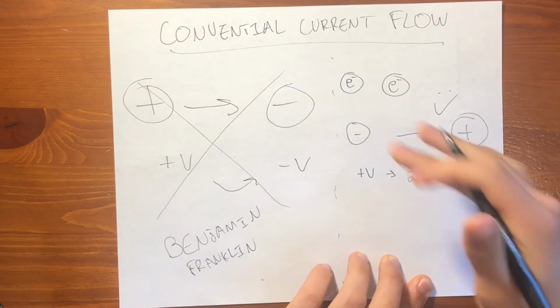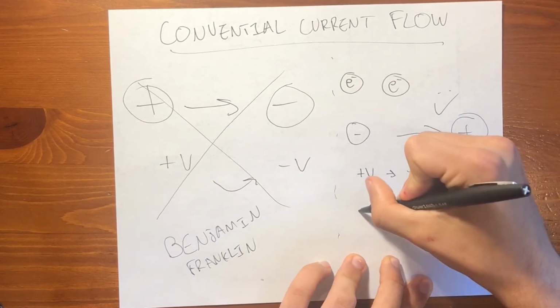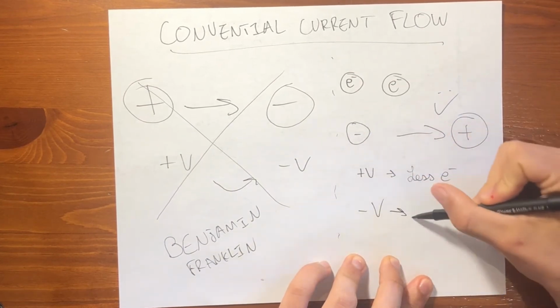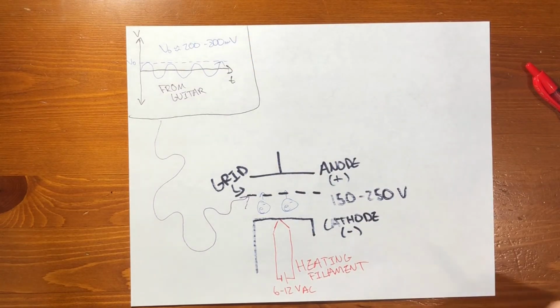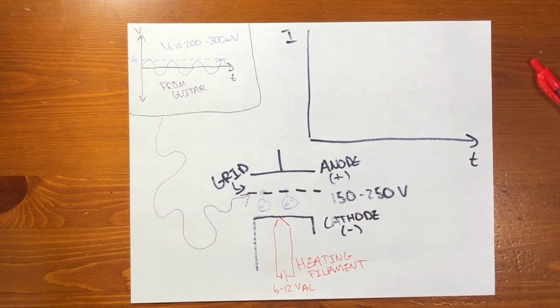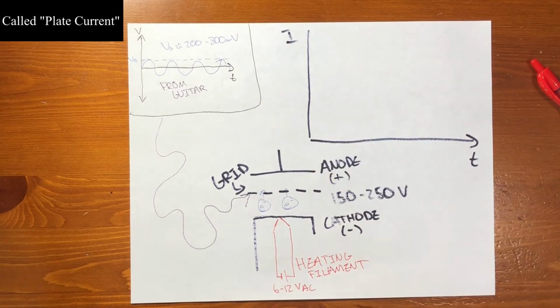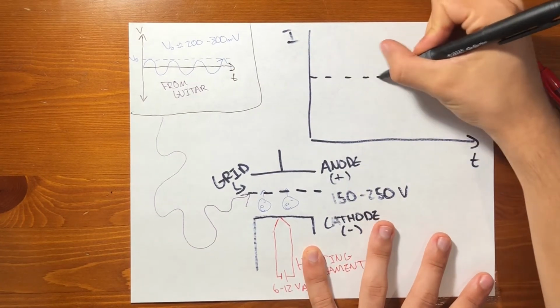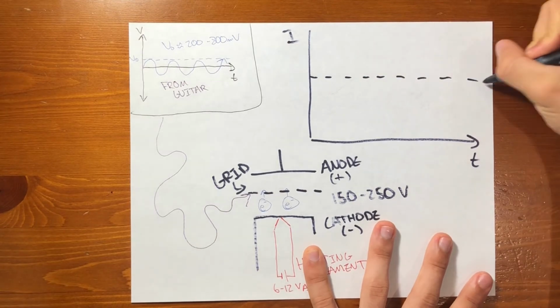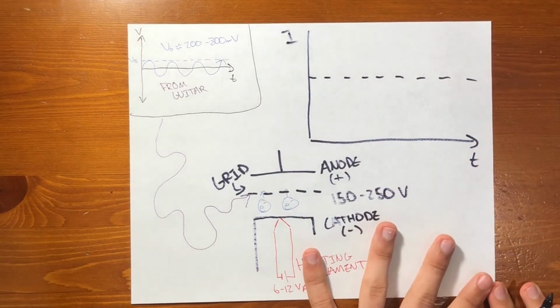So when we say there's a higher voltage, there will be less electrons. When there's a lower voltage, there will be more electrons. All right, so when there's a positive voltage, the electrons will be pushed through. When there's a negative, they'll be pushed back. Now, if we graph the flow of electrons, we graph this current that the anode receives. Here's maybe what the direct current would look like without a grid or without any manipulation from a current.